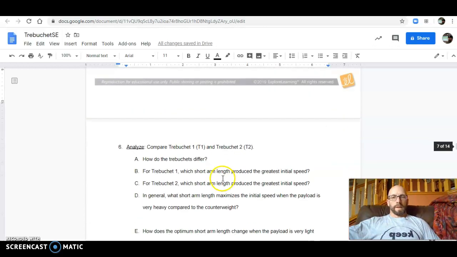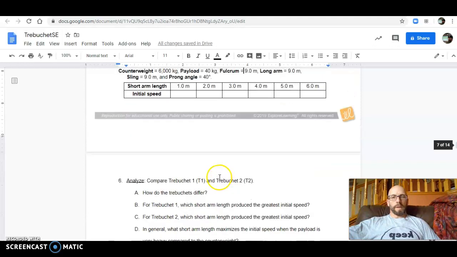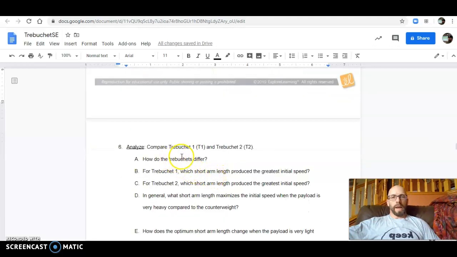And then on the next question, you'll just be basically asked to analyze how the two trebuchets differ. For trebuchet 1, which short arm length produced the greatest speed? So for trebuchet 2, which short arm length produced the greatest initial speed? And then what short arm length maximizes the initial speed? So I'll set these up for you to be able to answer just fine.